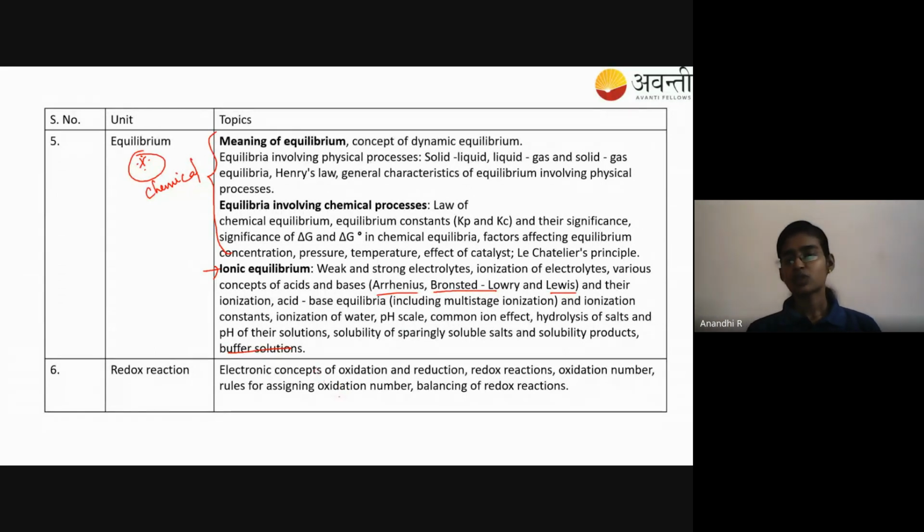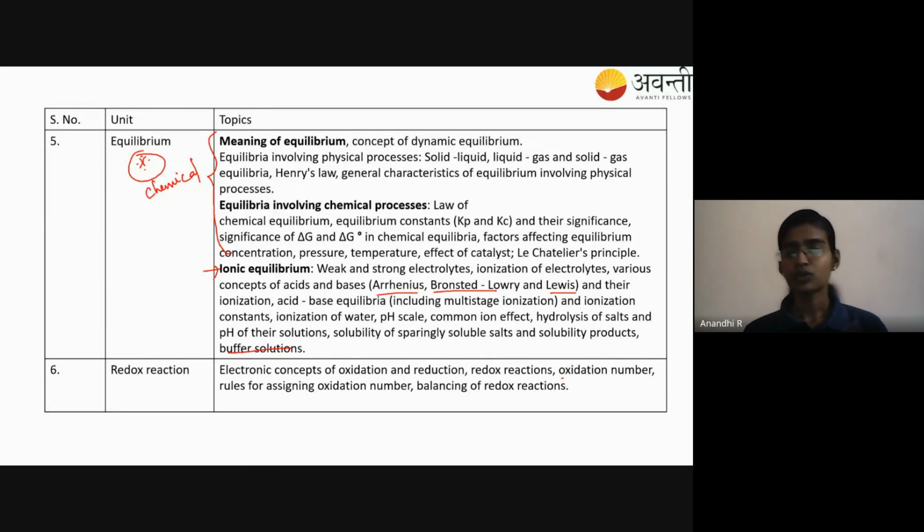Redox reaction is one of the very simplest, very small lessons in your whole 11th class. Okay, a very small lesson. You can complete that lesson within 2 to 3 hours. Such an easy lesson. Okay, you can see the topics. Just very few topics are under the electronic concept of oxidation and reduction: what is redox reaction and oxidation, the rules to determine the oxidation number, and how to balance the redox reaction. So these very few simple topics are covered under this lesson.